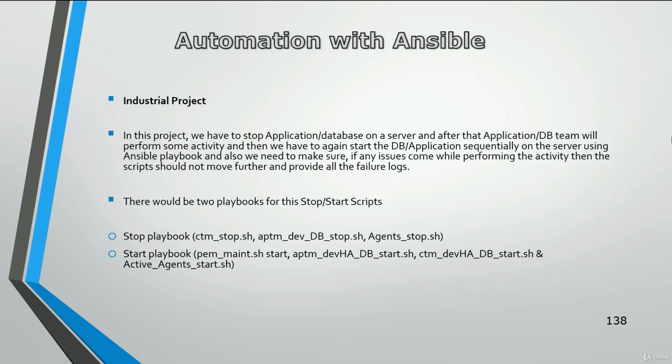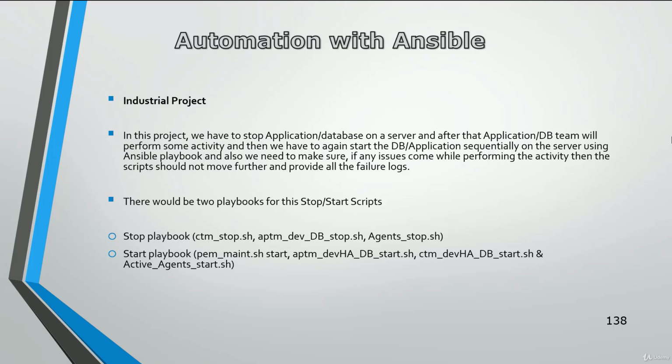So friends, in the next lecture we'll understand how we can create an Ansible playbook. Moreover, you can see these are the stop scripts. They have provided me the location and the name of the scripts, which you can see in this PPT. So these are 3 scripts: one is ctm_stop.sh, another one is atm, tp, dav, db stop, and agents stop. Our part is to run those scripts with the help of Ansible with some conditions.